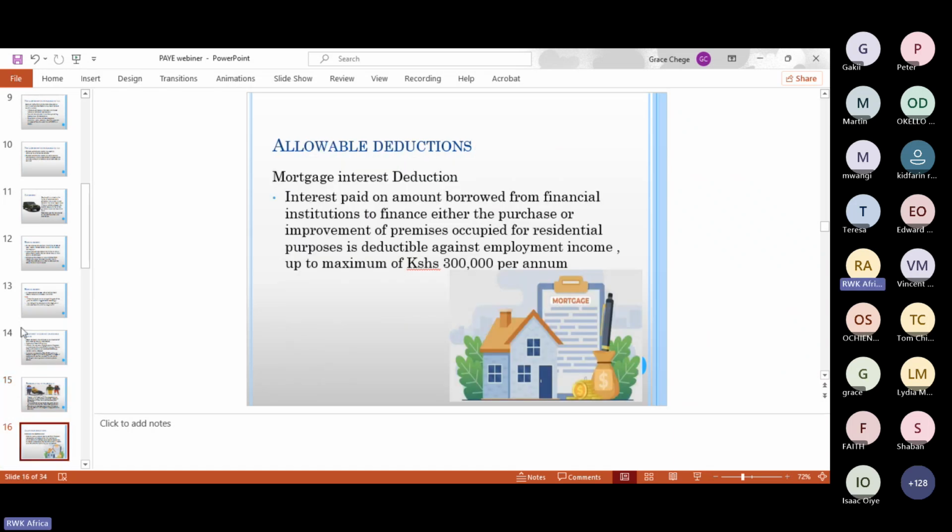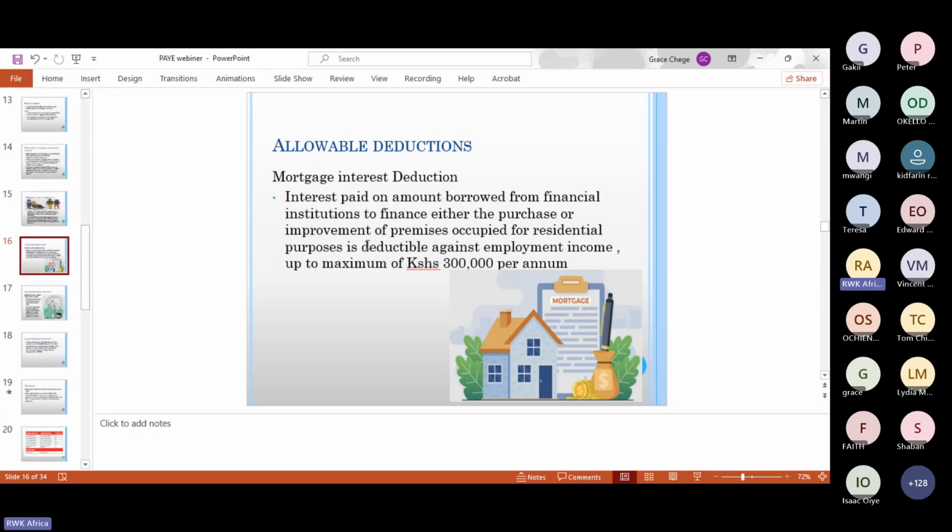The other bit we are going to discuss is on allowable deductions. So the first allowable deduction is on mortgage interest. So if you've decided to take a loan and purchase a property or a house, or even renovate, the interest rate that you pay on that loan is an allowable deduction of up to a maximum of 300,000 Kenya shillings per annum.